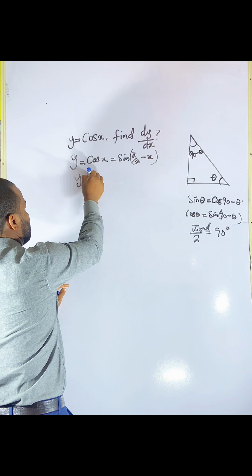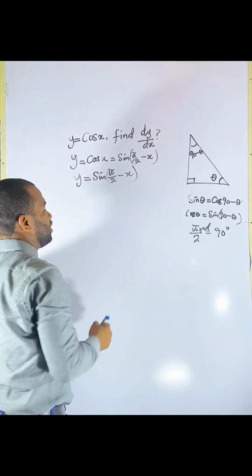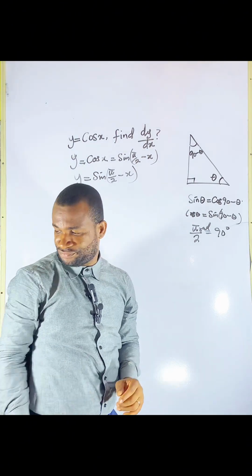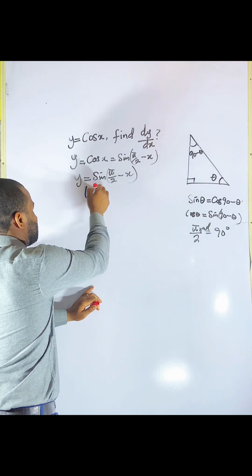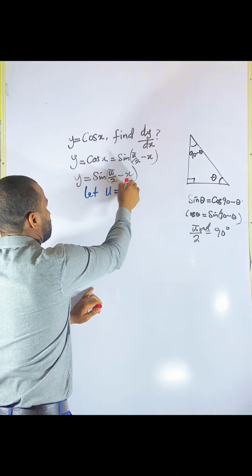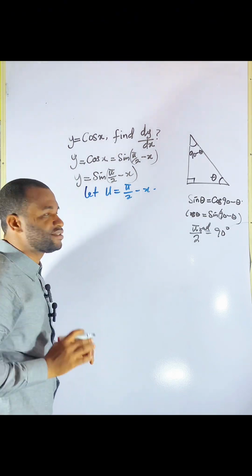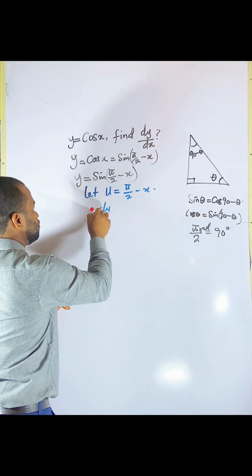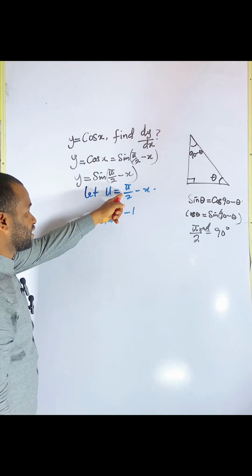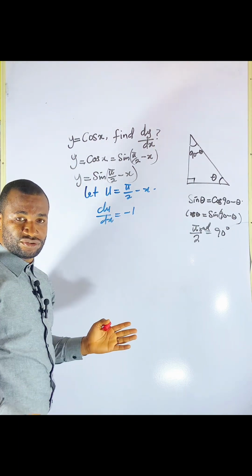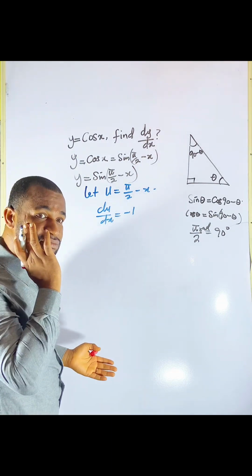Remember, we now have y is equal to sine pi over 2 minus x. Now, I'm going to apply the chain rule. Now, in my chain rule, I'm going to say let u become pi over 2 minus x. When I do that, I will now say du dx is equal to minus 1. Of course, pi over 2 is a constant. It cannot be derived. It's going to be 0.